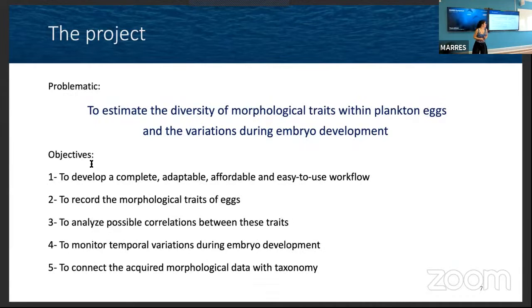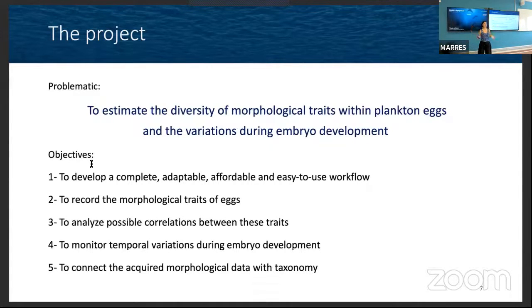So the question of my internship was how to estimate the diversity of these morphological traits in wild plankton eggs, but also their variation during the embryonic development. So for that, we have designed several steps. I will go through most of them. First, how to develop a complete, adaptable, if possible affordable and easy-to-use workflow to record these morphological traits and to analyze if there are some possible correlations between those traits, and to monitor temporal variation during the embryonic development.